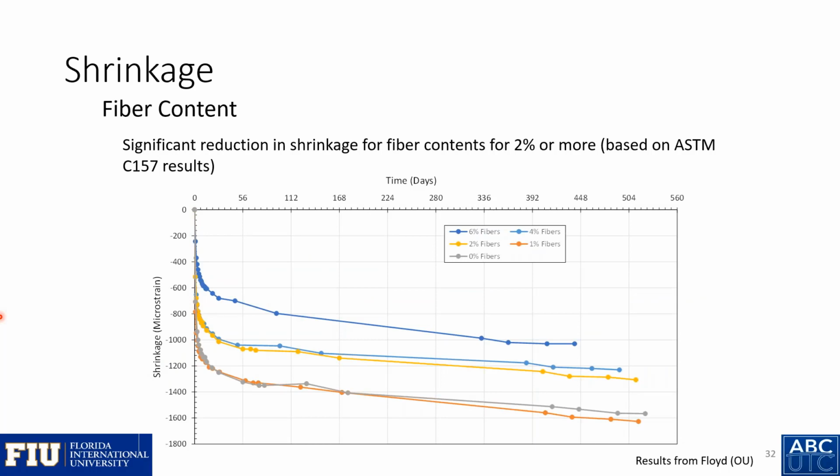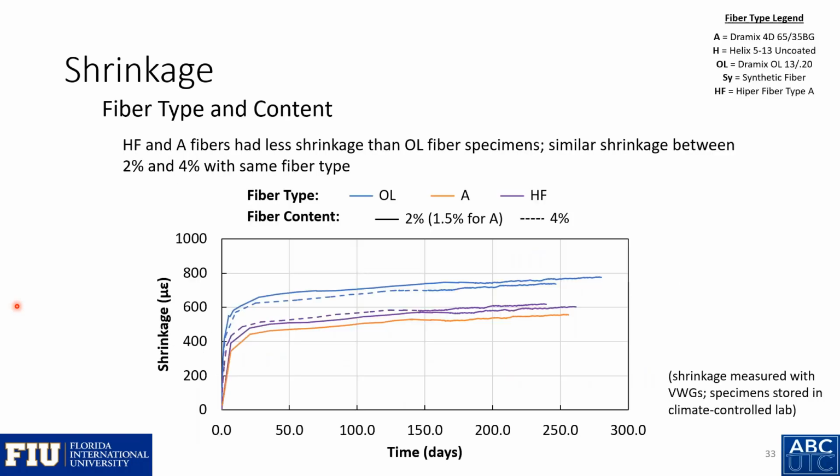Similar results for shrinkage. As they increased fiber content, the shrinkage decreased. So here for 0 and 1% fibers, and then 2%, and then down to 6% here. They saw similar shrinkage between 2 and 4% fibers. We also saw similar measured shrinkage between 2 and 4% fibers. So here, similar with the OL fibers, similar with the hyperfibers as well.